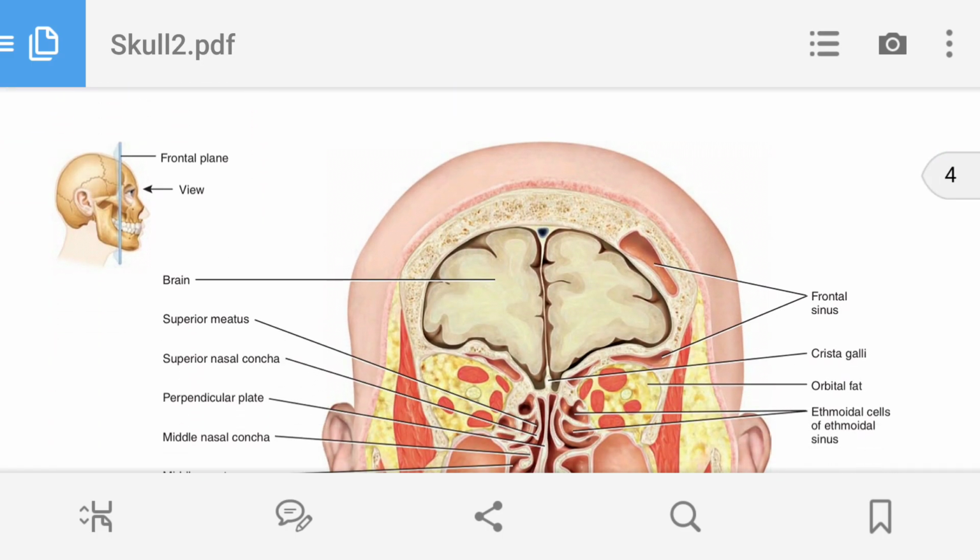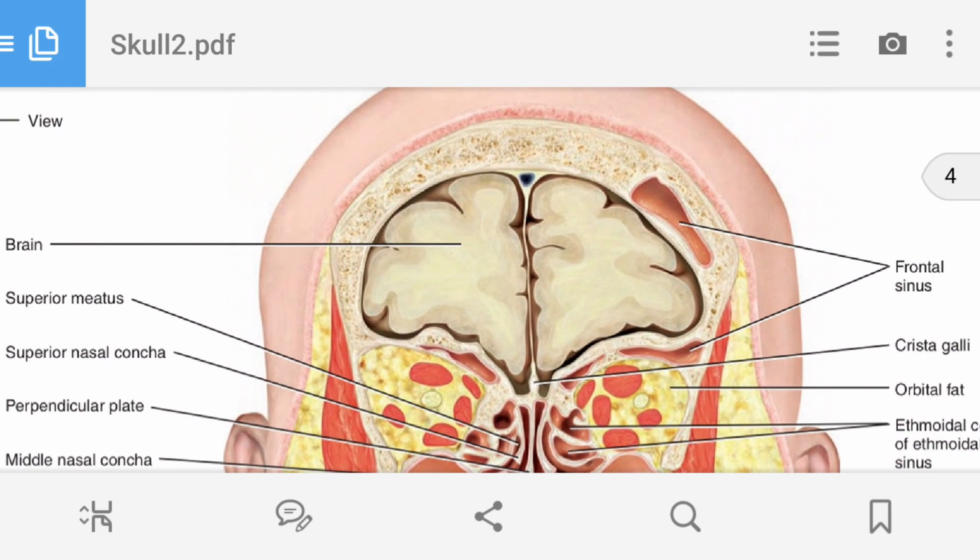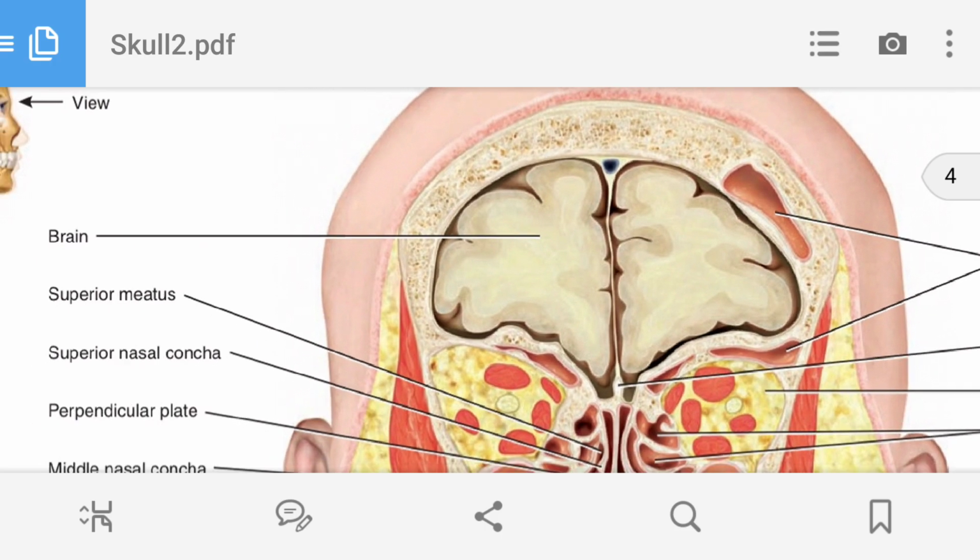And here you can see the function of the cranium bone. It is protecting, it is housing the brain.